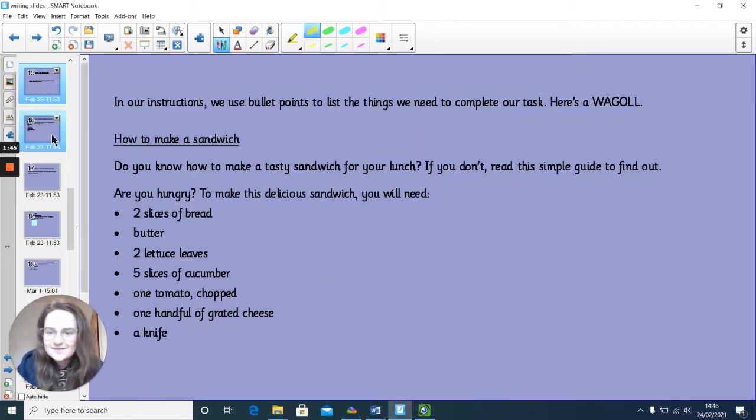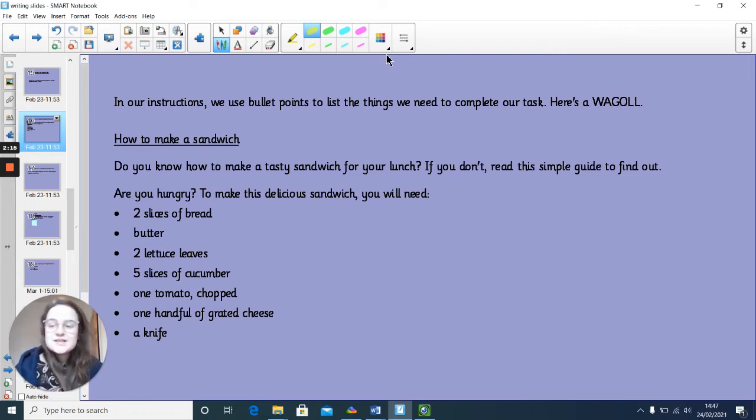Okay, so in our instructions we use bullet points to list the things that we need to complete our task. So in order to find out how to look after a cat, when our title was how to look after a cat, we had a you will need section and we listed a cat, some cat food, 2 bowls, some water, a scratching post, a blanket, and those were all the things that we needed in order to look after our cat.